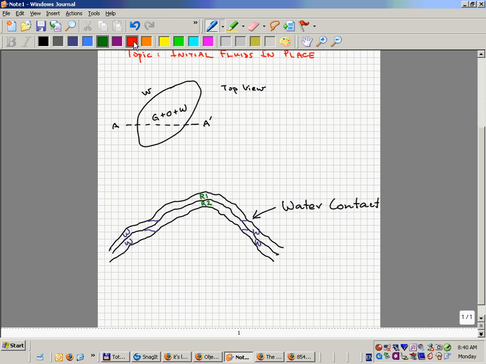Now, this reservoir 1, for example, might contain primarily gas up here and oil down here, followed by water below that. Okay? It's got gas at the top, and then below it oil and water.